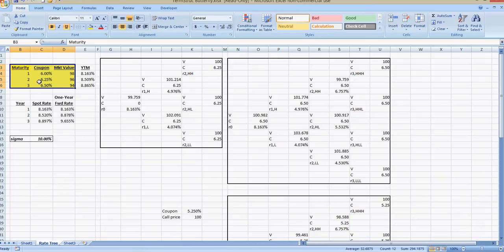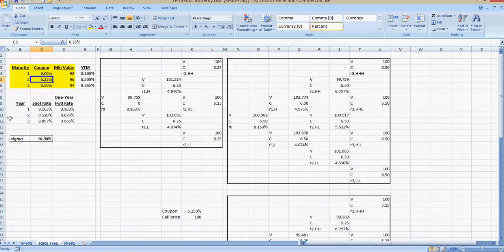So here are 3 bonds. We're going to assume annual compounding just so we don't have to deal with the complexity of semi-annual. And then these 3 bonds, one matures in a year, one in 2 years, one in 3. Here are their coupon rates. Here's their market value in percent of par. So that means the 1-year spot rate is going to be 8.163%.